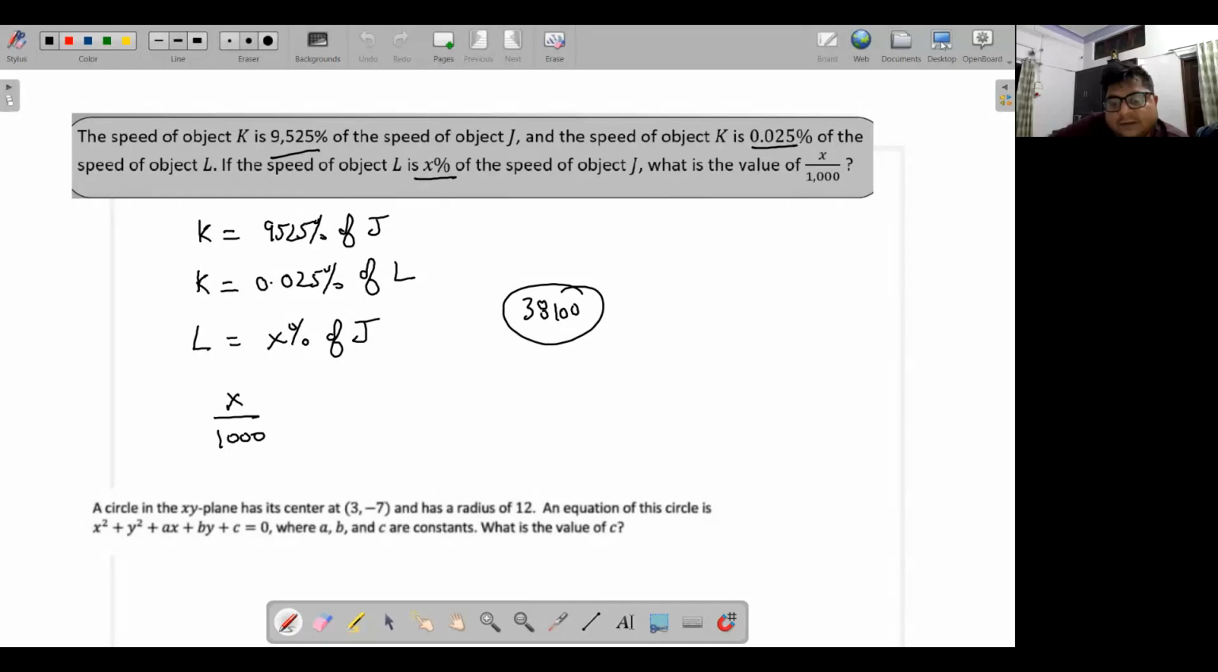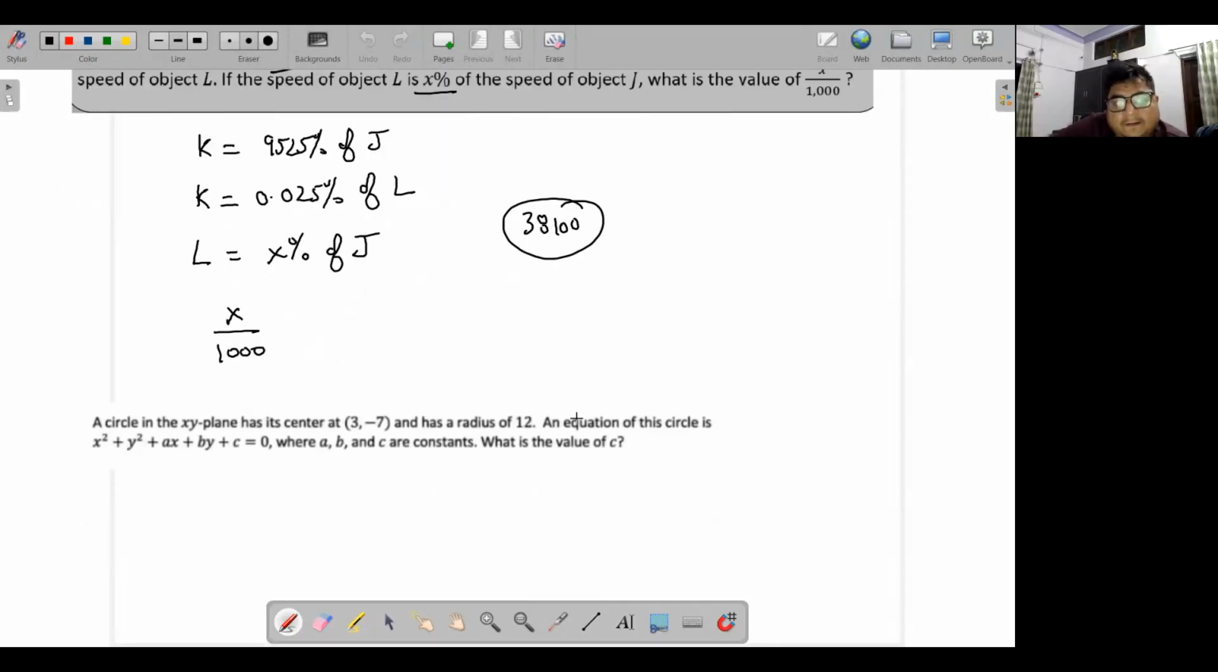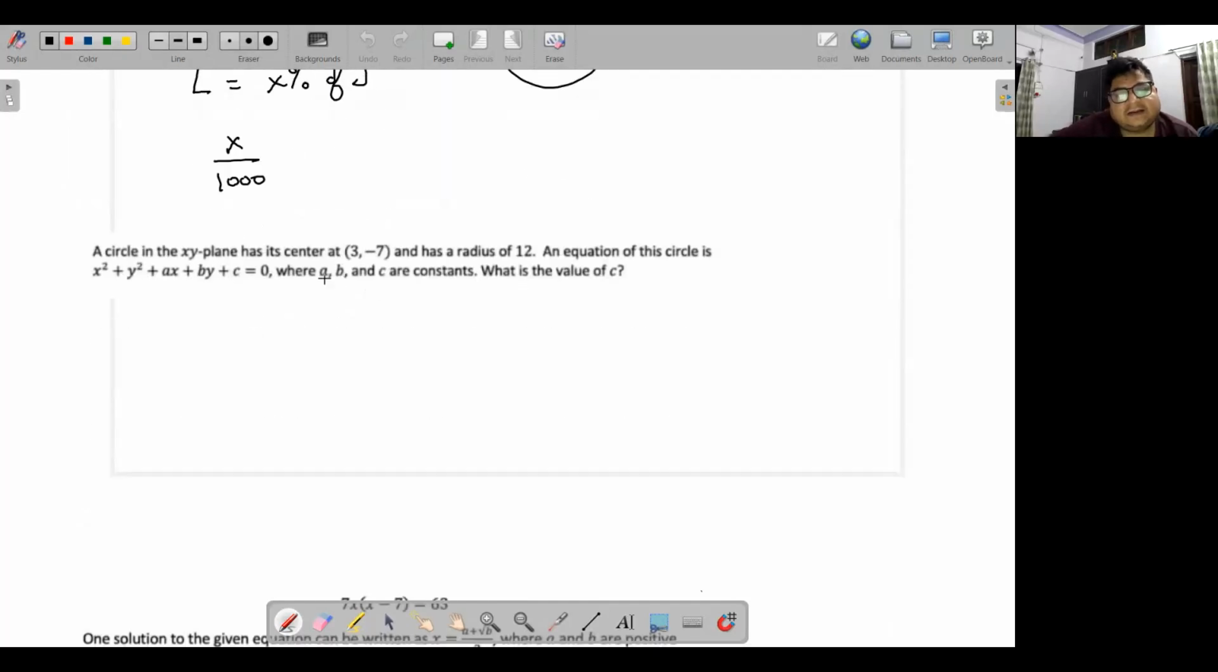Now moving to the next question. A circle in the xy plane has a center at (3, -7) and has a radius of 12. An equation of this circle is this, where a, b, c are constants. What is the value of c?